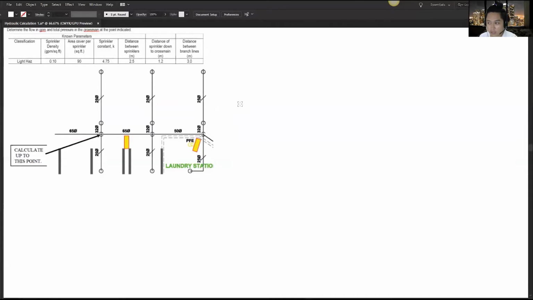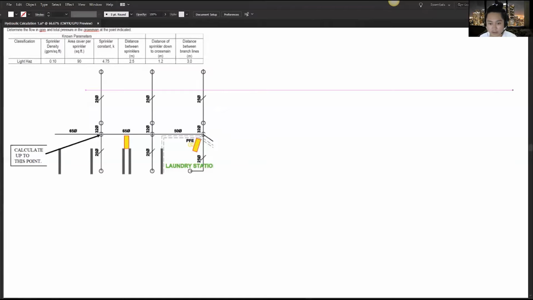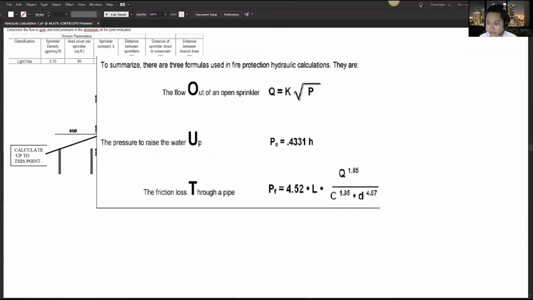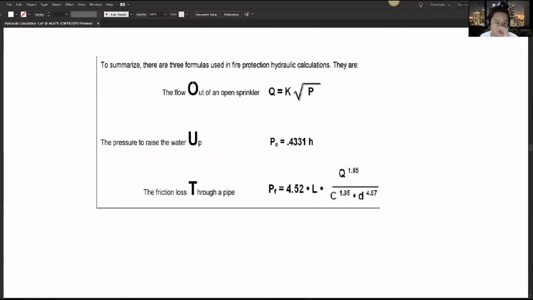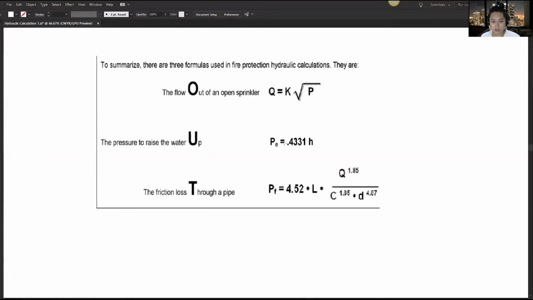Before we proceed, I've got some notes about the different formulas that we will be using in our calculation. This is just a summary that I've found in my notes. So the first one is the flow out of an open sprinkler. That's Q equals K multiplied by the square root of the pressure. Then the pressure to raise the water up: it's equal to 0.4331 times the height, the elevation.